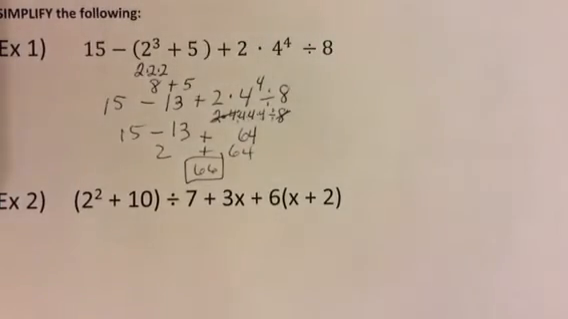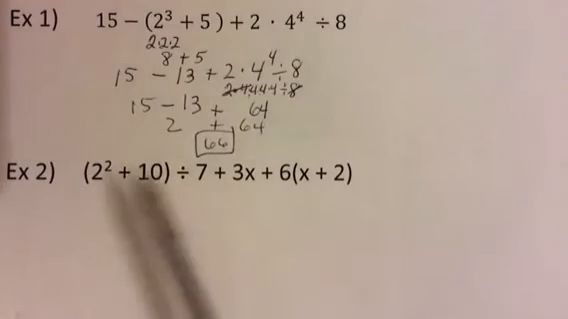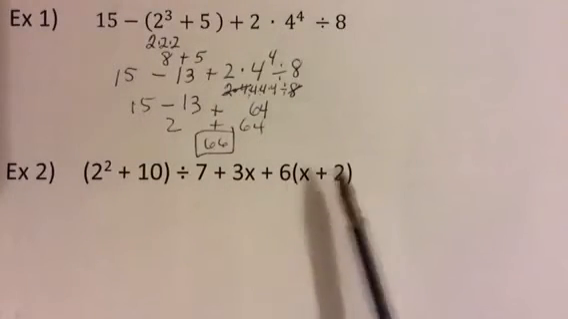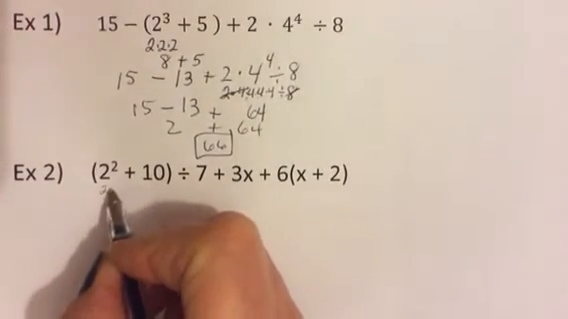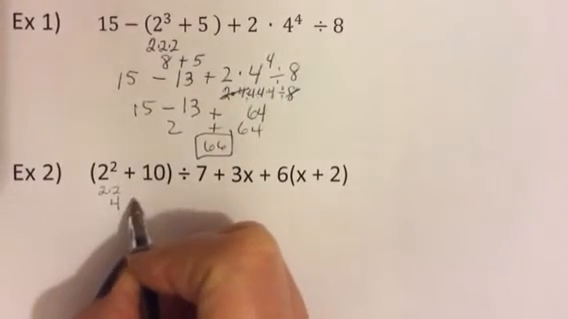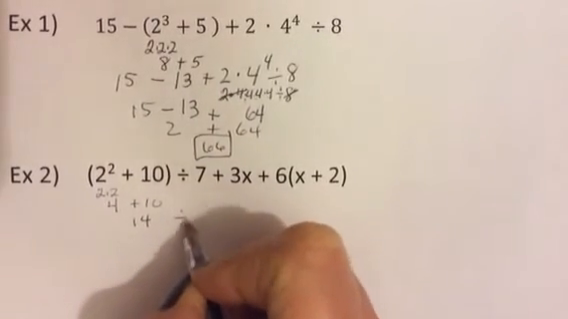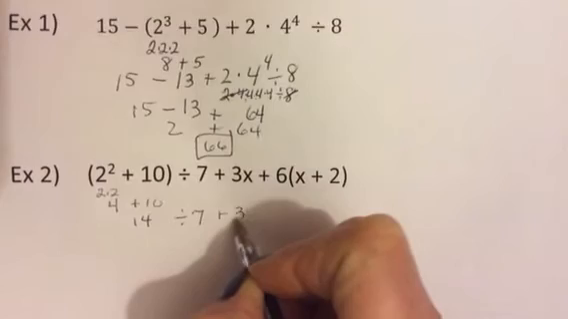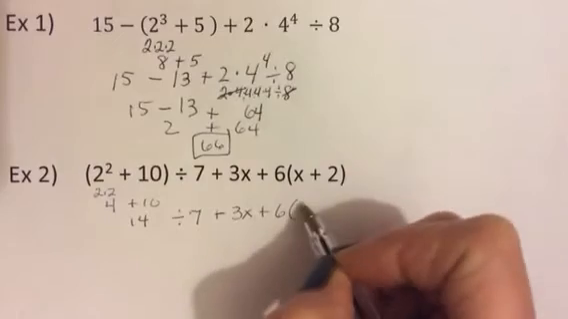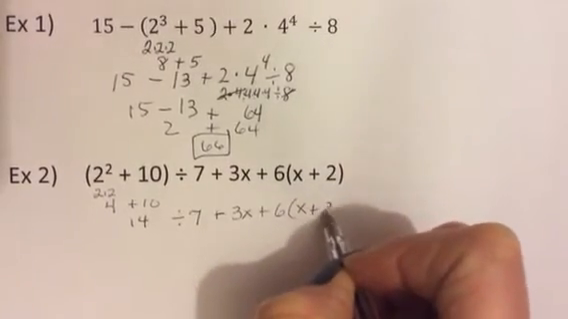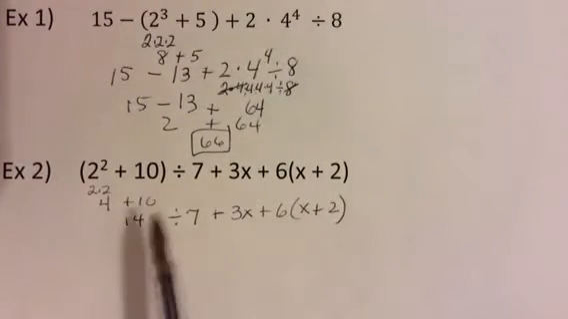All right, so let's look at our next example. This time, we've got some variables involved. But again, we're going to go parentheses first. So I can't combine these, but I can combine these. So I'm going to say 2 squared, which is like 2 times 2, which is 4. And 4 plus 10 is 14. Then I'm going to bring everything else down, divided by 7, plus 3x, plus 6 times x plus 2. I can't add x plus 2 because I don't know what x is, so I can't do anything inside that parenthesis. But now there's no exponents, so multiply and divide.